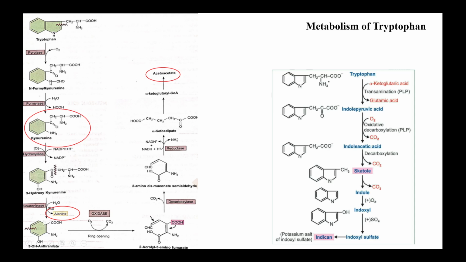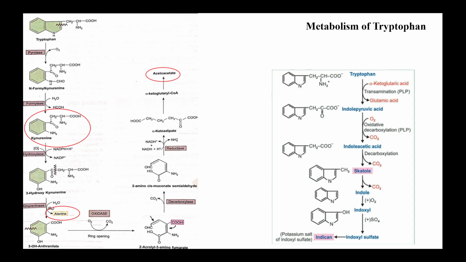3-hydroxyanthranilate, and then ring opening occurs to form 2-acroyl 3-amino fumarate by the enzyme oxidase. Then decarboxylation occurs by a decarboxylase to form 2-amino cis-muconate semialdehyde, and this is reduced to form ketoadipate, and then this can get converted into glutaryl coenzyme A, then acetoacetyl coenzyme A, and then acetoacetate. So acetoacetyl coenzyme A is one of the catabolic products of tryptophan.